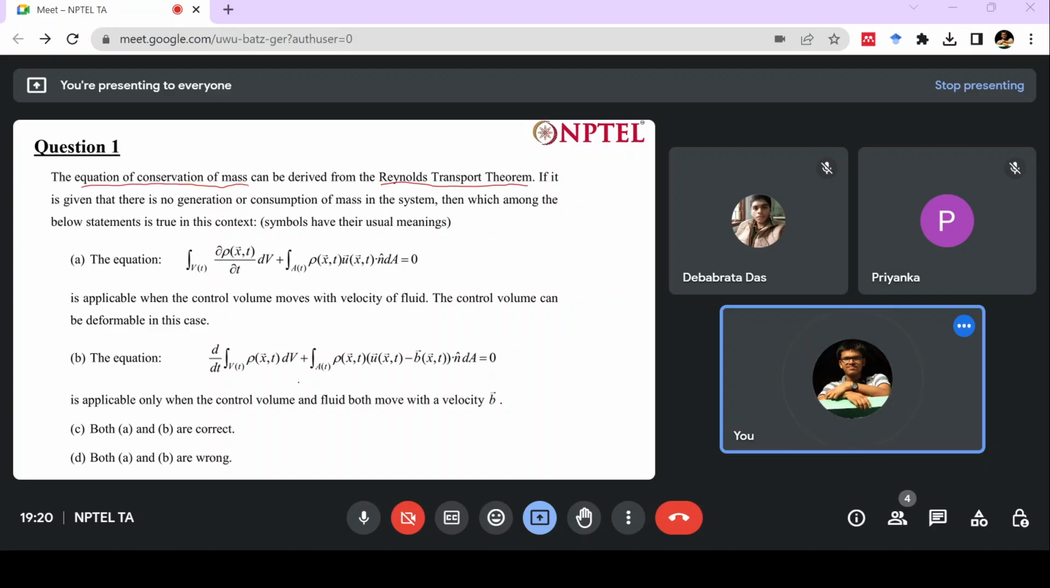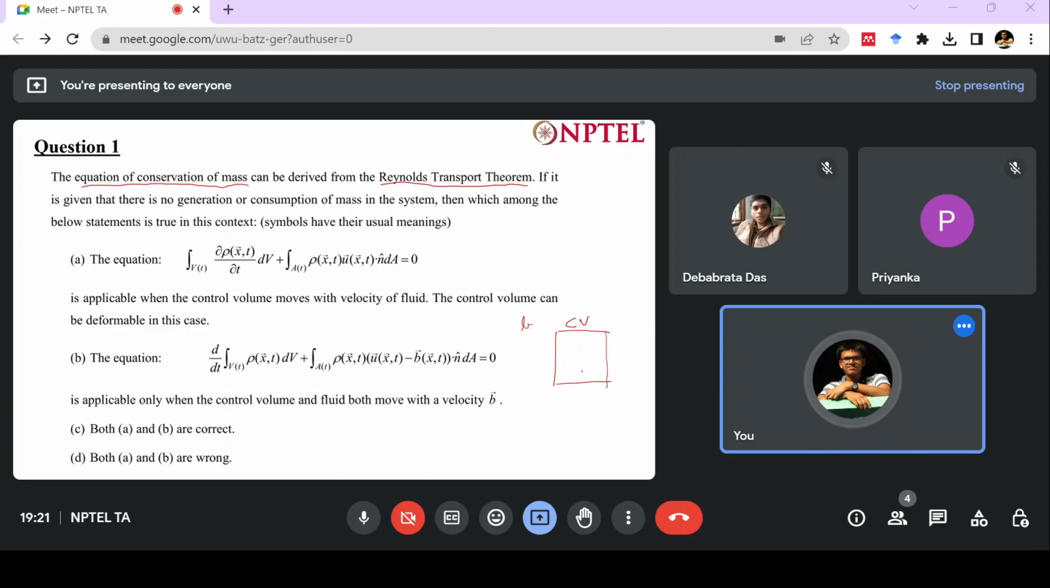That is definitely correct. But apart from that, we can also use Reynolds transport theorem for any property which is likely to be conserved, or we can have a conservation relation if we include some generation or consumption terms in it. Let's say property B within a control volume, and we are trying to write a conservation relation for this particular property. Reynolds transport theorem helps us achieve that.